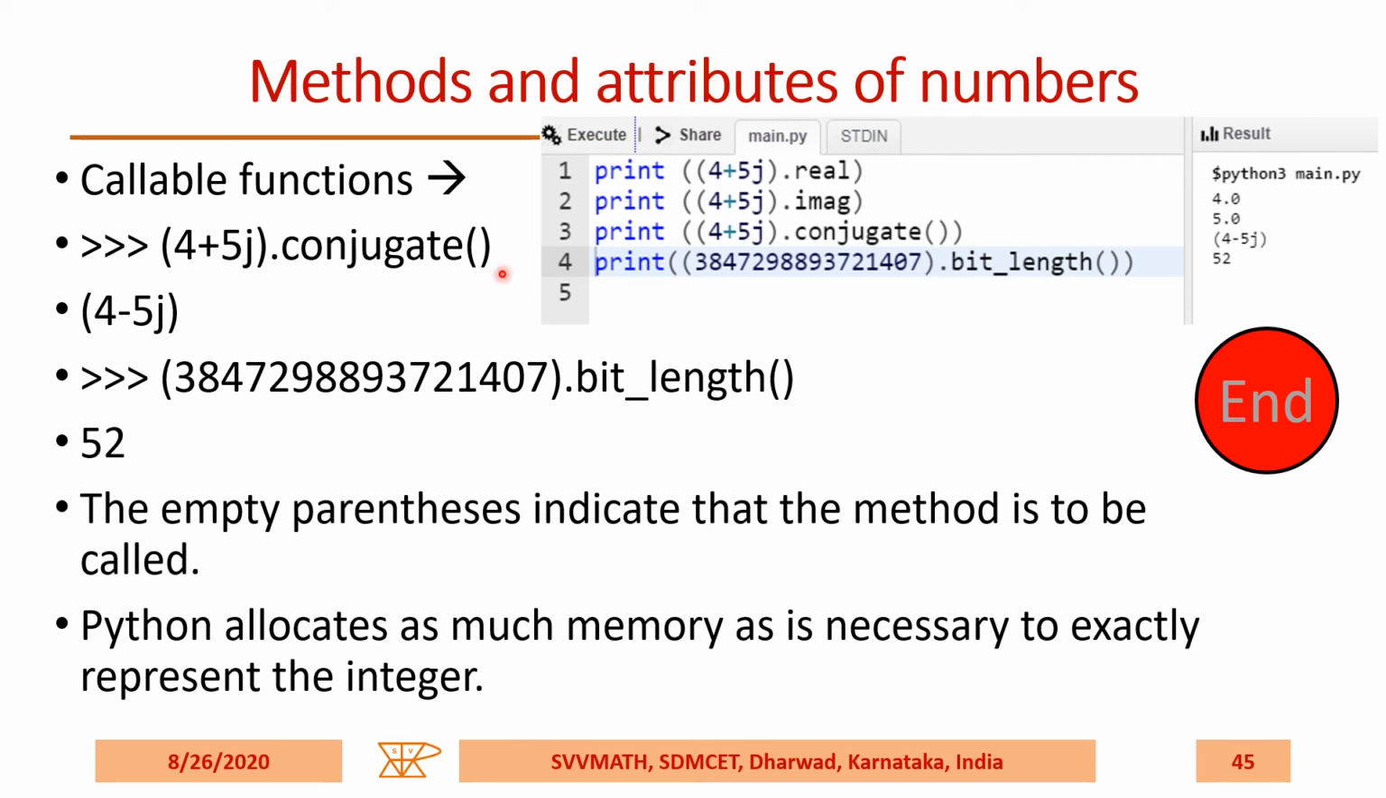Now this is the output. When I write print of (4 + 5j).real, I got 4.0. Whatever we have discussed, the same thing is observed as a result after the simulation.